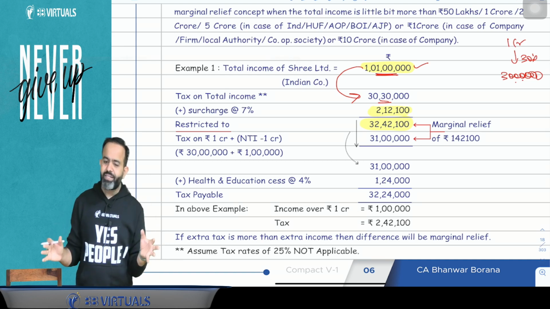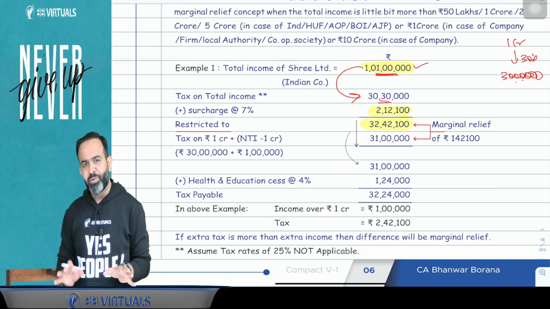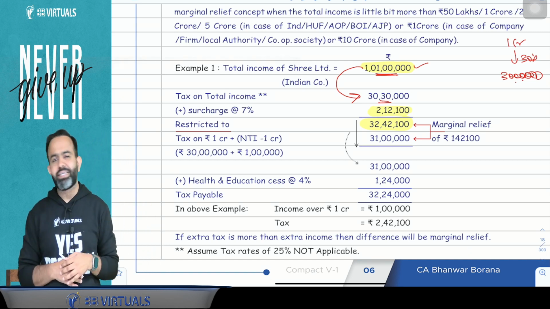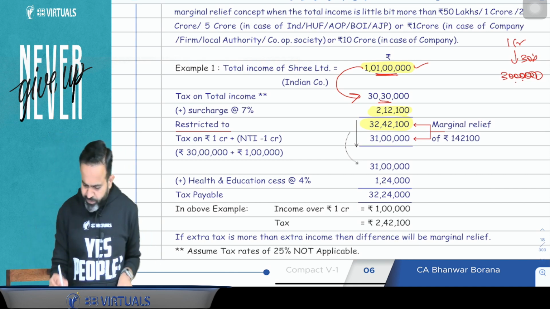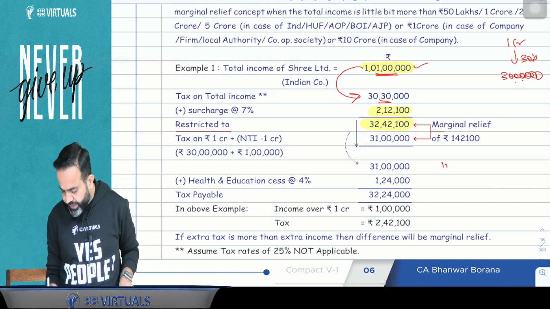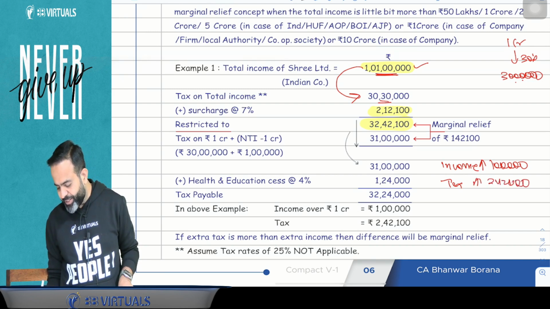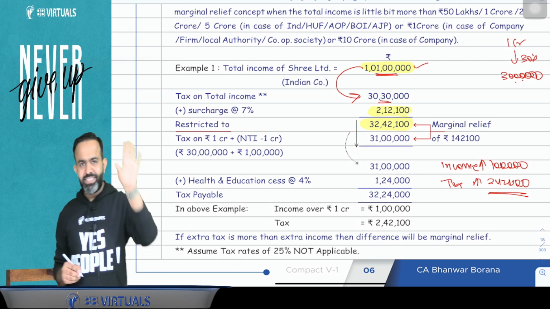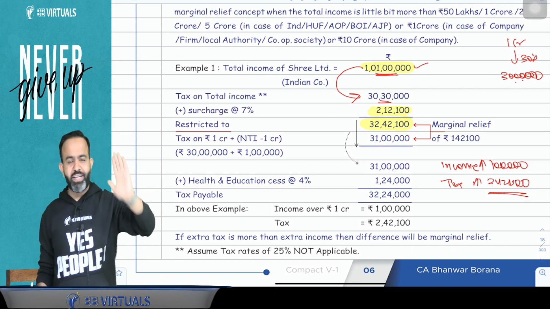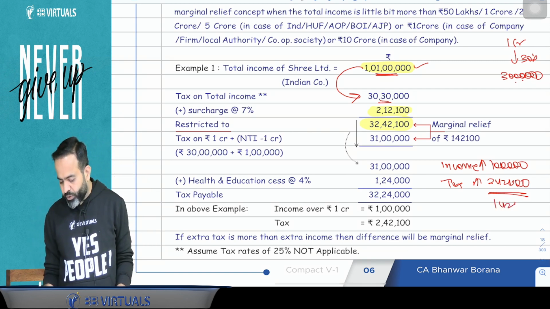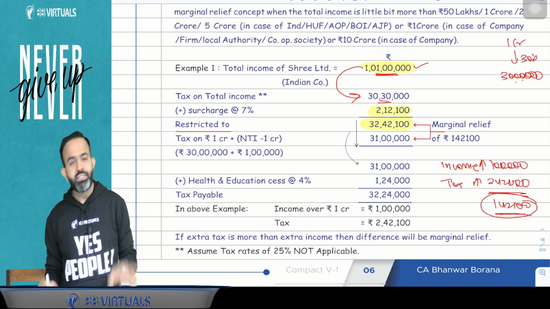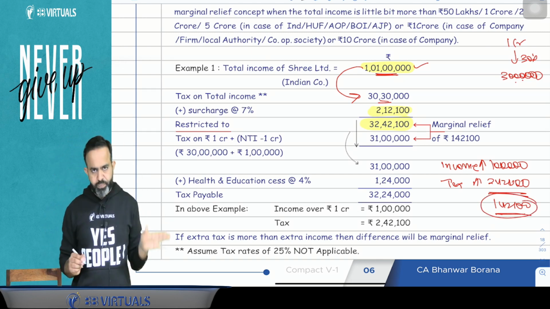So here, lawmaker says that don't worry about that. We are going to give you the marginal relief. And here in this particular case, can I say that, guys, your income increase over 1 crore is 1 lakh rupees. And due to that, your tax increase is 2,42,100 rupees. So here Nirmala Sitharaman ji says that don't worry, we will charge only 1 lakh from you, and 1,42,100 marginal relief we will provide you.